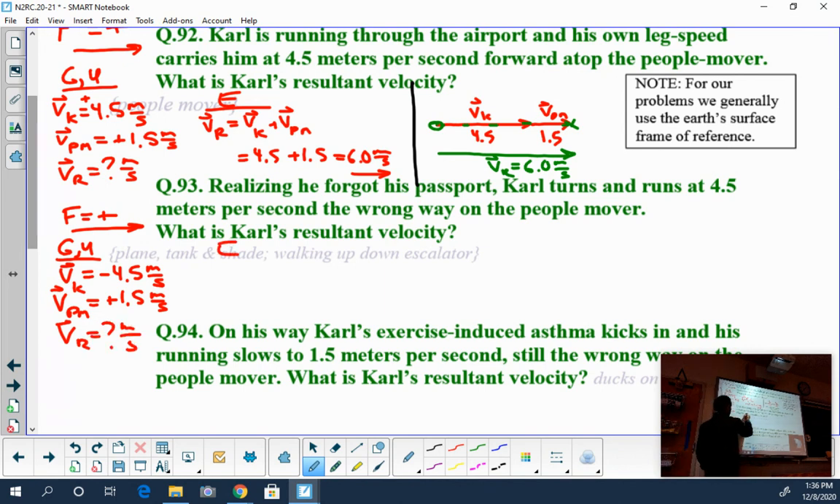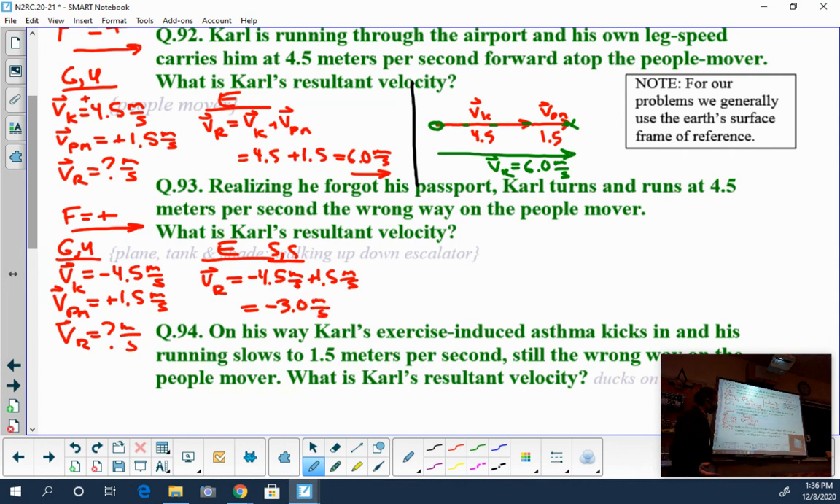Of course, if you do this with the equation, you add the 2. And I'll just jump straight to the substitute and solve. And it is negative 4.5 plus 1.5 gives you negative 3. So Carl's going to be going 3 meters per second backward.